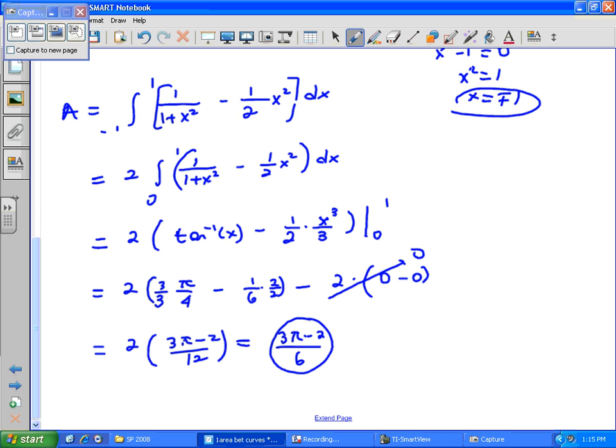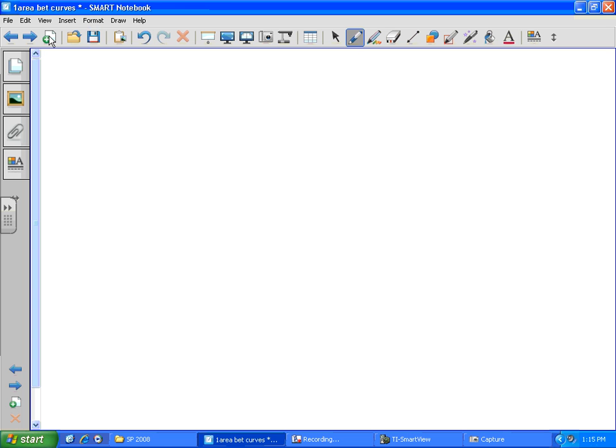Okay, let's take a look at this one. Once again, find the area trapped between the given functions. Find the area between the functions y equals x minus 2 and x equals y squared minus y minus 6.